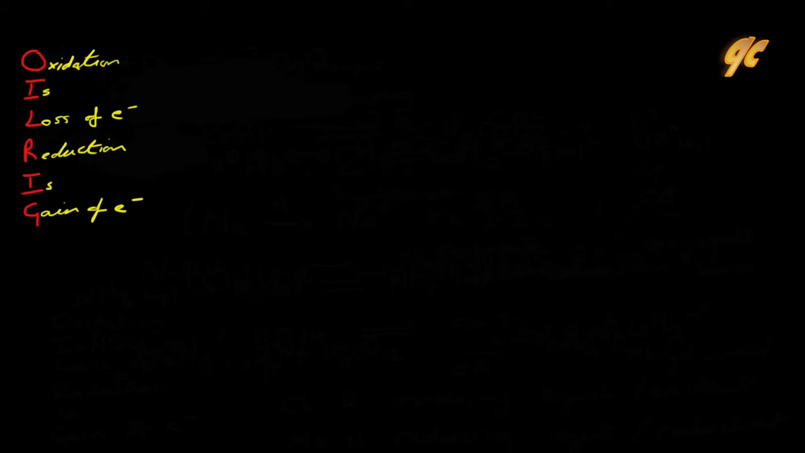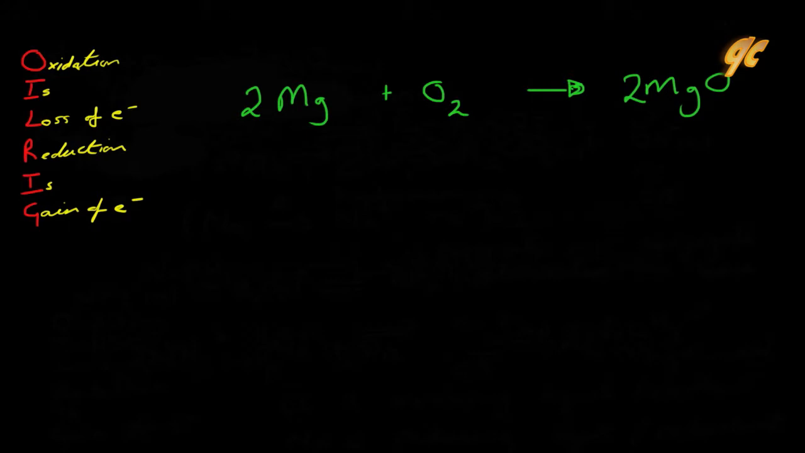So if we take the equation 2Mg + O2 goes to make MgO, and there'll be two of those if we balance that correctly, then we can put the oxidation numbers of the different substances in this equation.